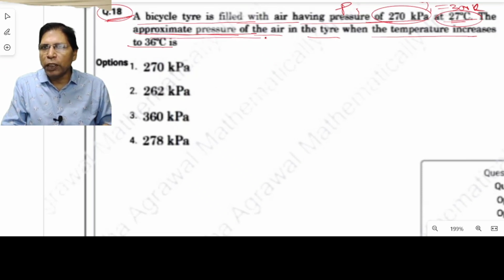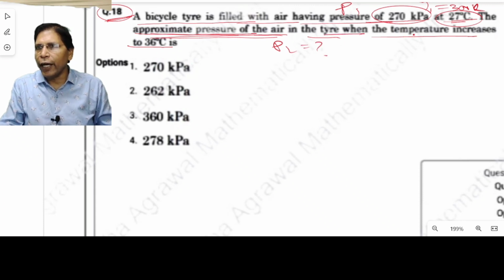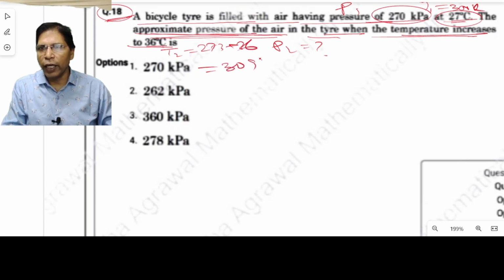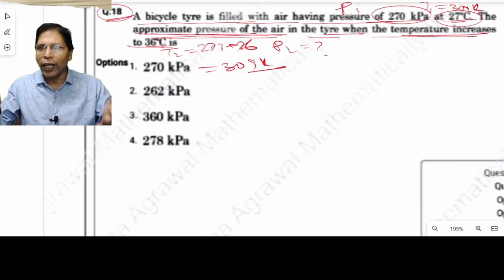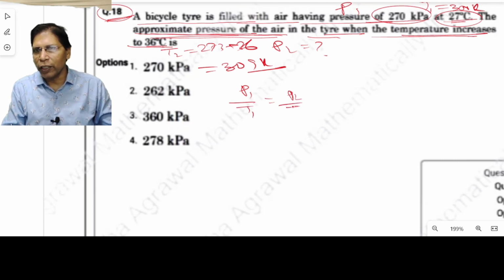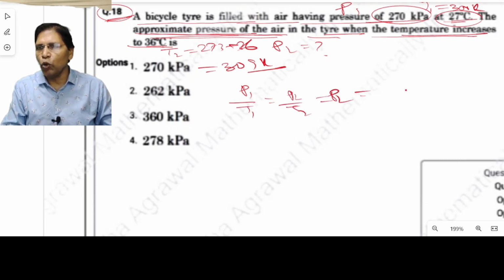Okay, the approximate pressure of the air, this is P2, in the tire when temperature increases to 36 degrees Celsius. That is T2 equal to 273 plus 36. So this is 309 Kelvin. Okay, now look at this, here volume is constant. So at constant volume, P1 by T1 equal to P2 by T2. Therefore, P2 equal to 309 by 300 into 270.